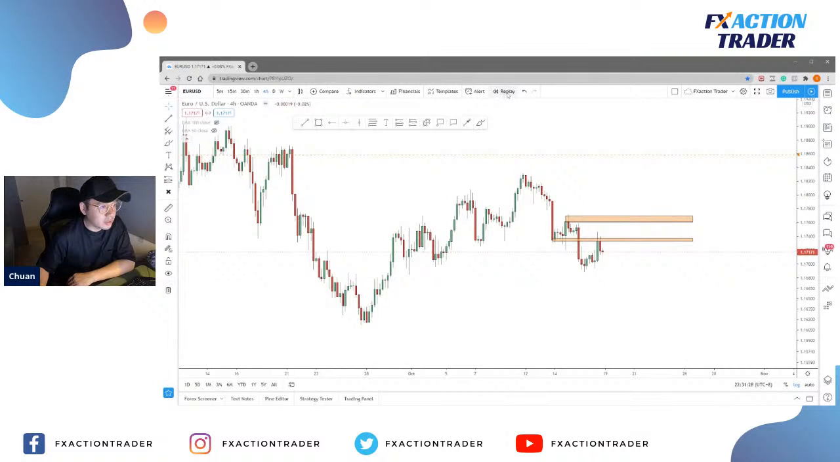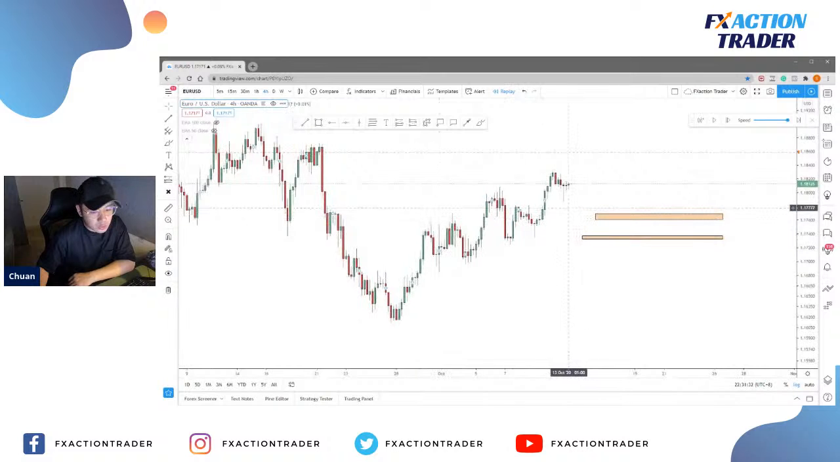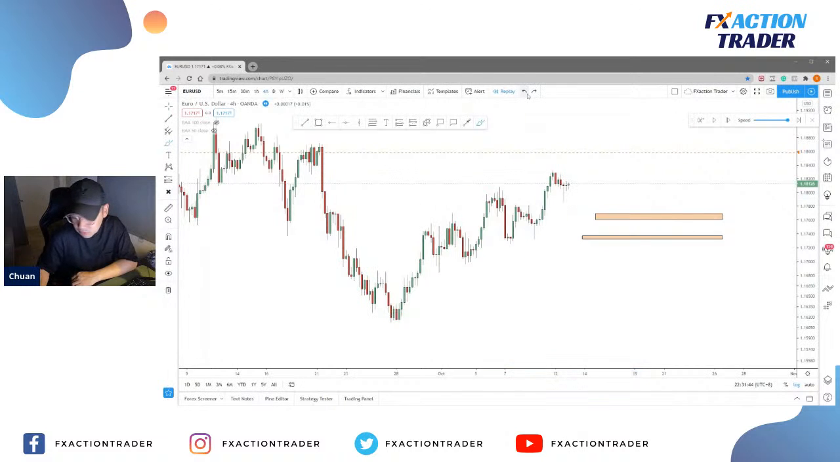All right. So on this H4 chart, last week we were somewhere around here. On last week's market, what we see is that the market is in an uptrend. That's why we are only going to look for a buy trade.